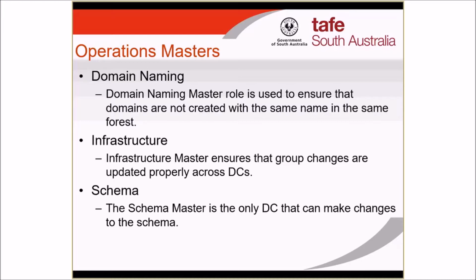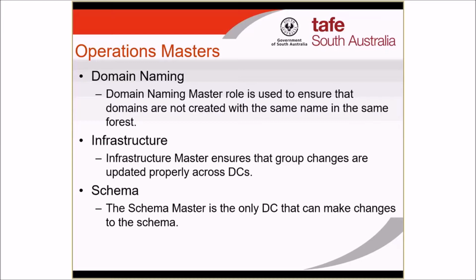In a domain, we have special functions that only one domain controller should do to avoid any confusion. These are called operation masters. We'll just briefly talk about them here and look at them more in the AWS subject. There's a domain naming operation master. Only one domain controller is in charge of that, and we only need one for the whole forest.